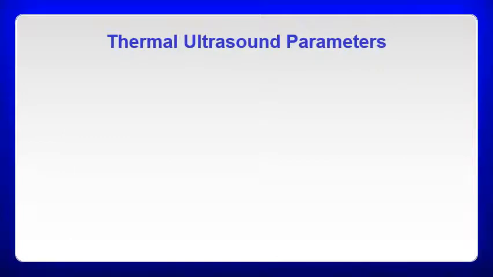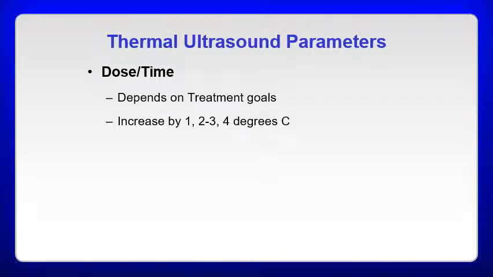Okay, so thermal ultrasound parameters. This is what I was talking about. It's dose time dependent. It depends on your treatment goals. You're essentially looking to do one of 3 things with your thermal ultrasound. You're looking to increase it by 1 degree, by 2 to 3 degrees, or 4 degrees Celsius, and what you're doing is taking that above baseline. A 1 degree increase is used in the subacute phases if you're just looking to increase metabolic activity.